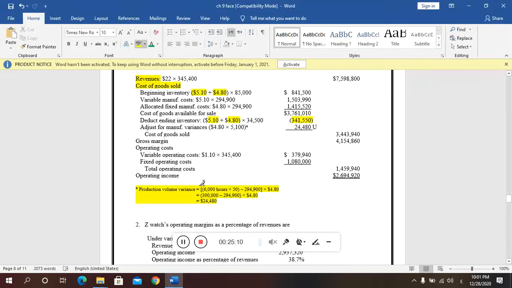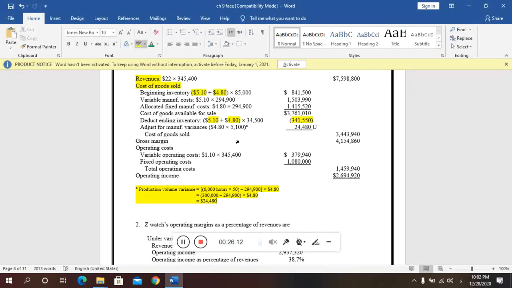Here I calculate the variance in the production. First, we calculated the production that he gives us that we must produce. It was 6,000 hours multiplied by 50 units, so we will produce 300,000 units. But he produced, as we computed in the beginning of our solution, 294,900 units. There is a variance in the production. The difference between these two numbers is 5,100 units. These 5,100 units are the variance in the production.